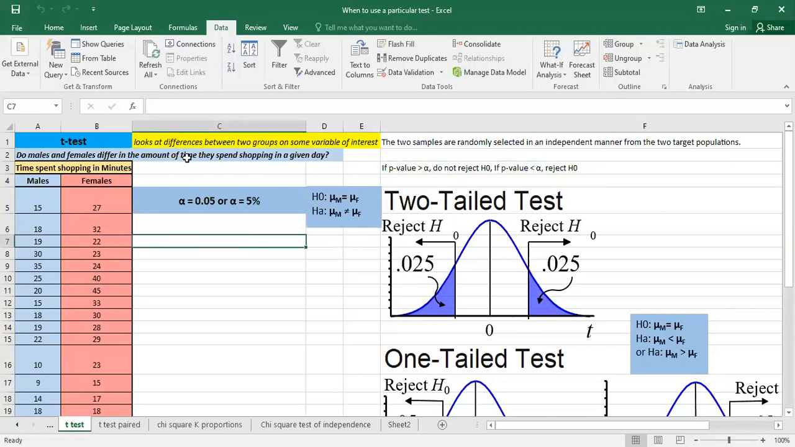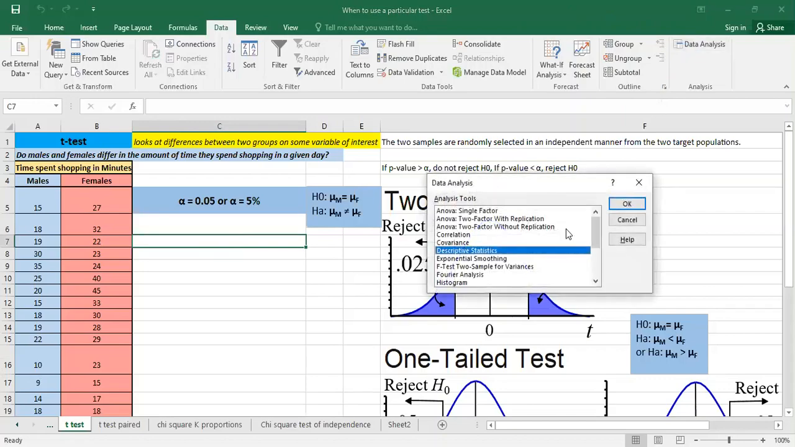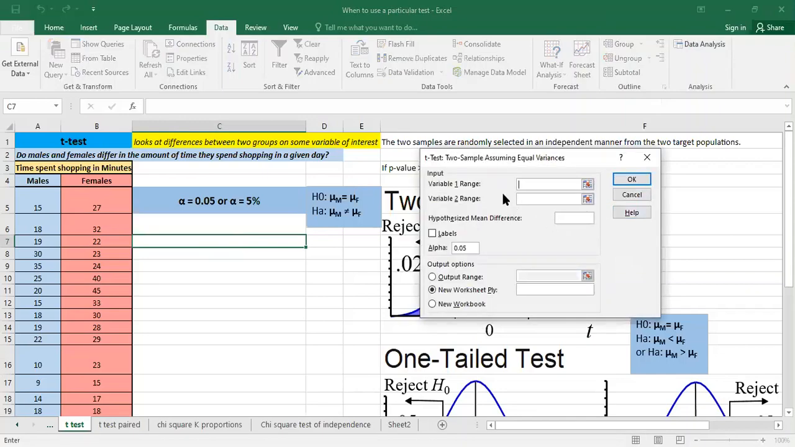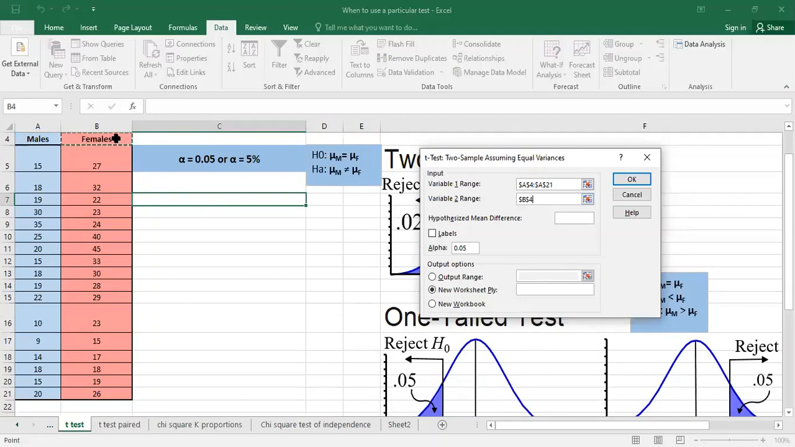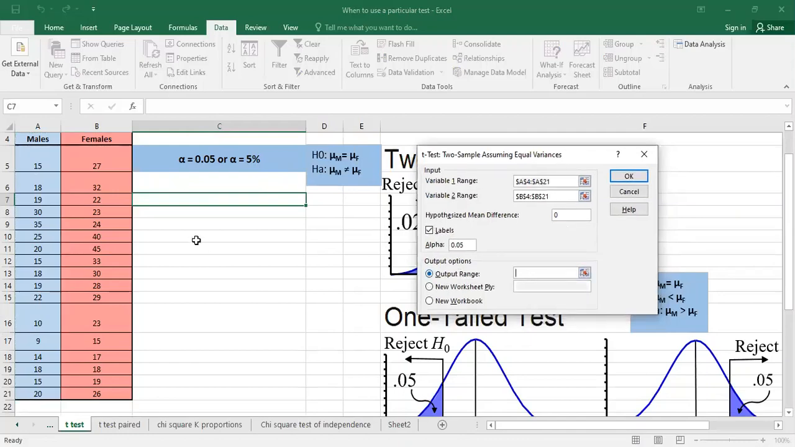So now we will start with the easy way of doing it. We select data, we go to data analysis, and in data analysis, we select t-test assuming equal variances. The good thing about the t-test is that we can use it for a small sample. So the variable range one is males, and we select the data we have. The second is for females. And here the hypothesized mean difference is 0, because the null hypothesis that we have is that there is no difference, and we select the labels. The alpha, as we already said, is 0.05. And we select the output range where we want to have our results. And we click on OK.